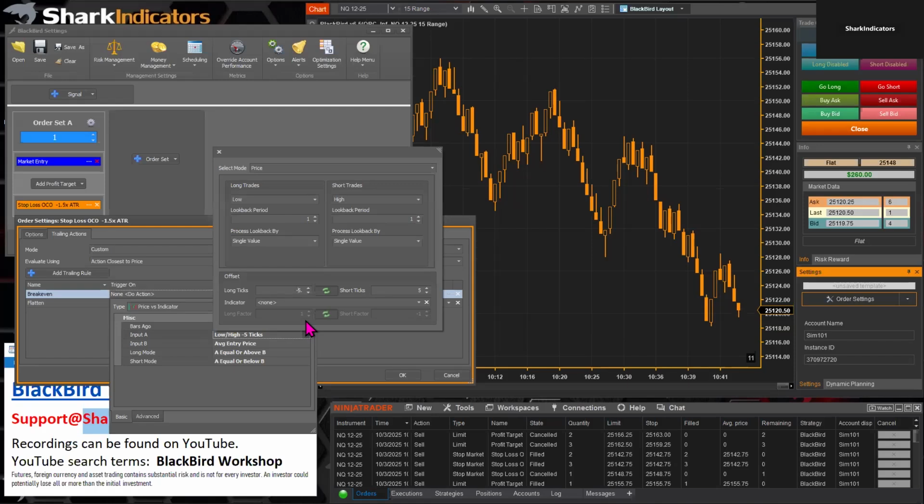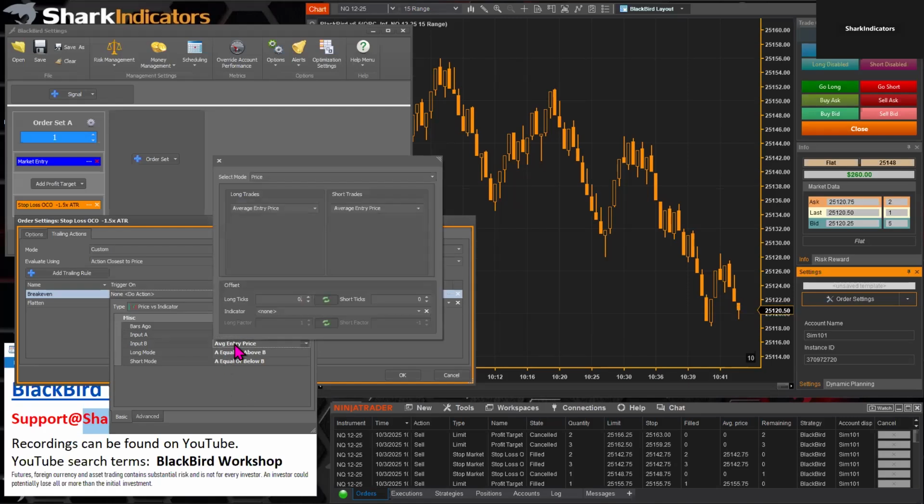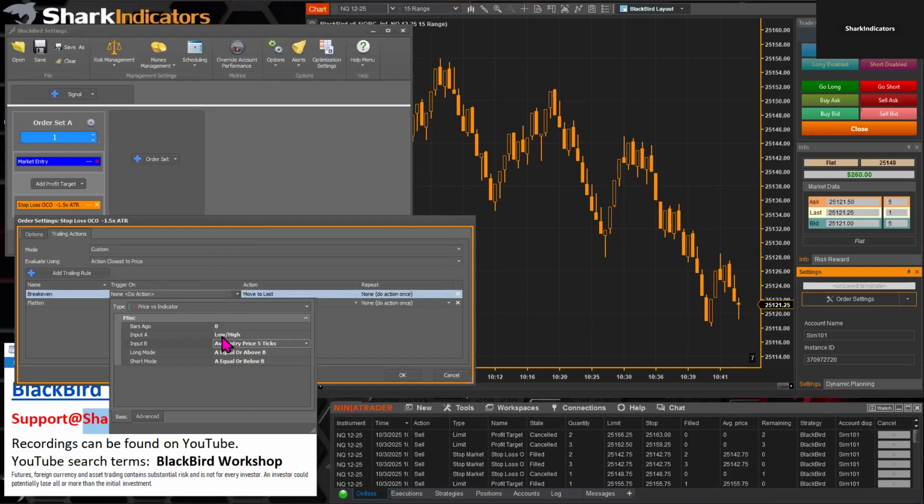So like that. Or, depending on how you think about math in your head, it's probably easier to take the entry price and say, all right, I'm going to take the entry price and add 5 ticks. And so the low needs to be above the entry price plus 5 ticks. That, to me, actually is a little easier to think about in your head.